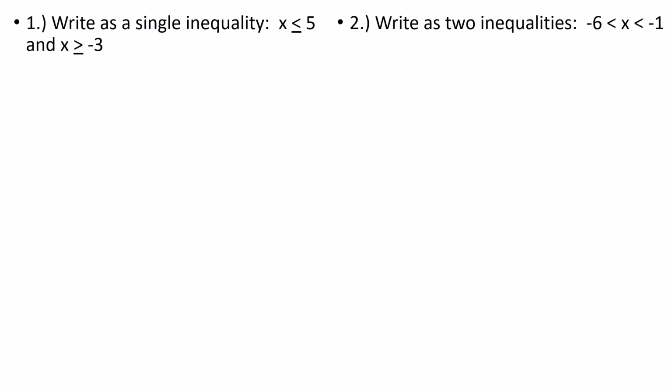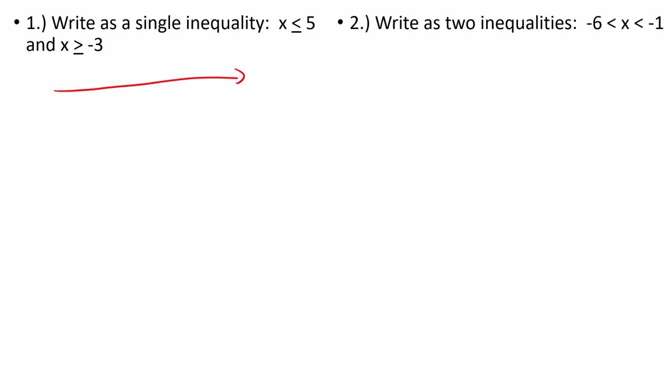All right, so these first two problems are just getting at your fluency with being able to move between different ways of writing these inequalities. The first one is write as a single inequality, and we have x is less than or equal to 5 and x is greater than or equal to -3. And so that would be one of our and inequalities.